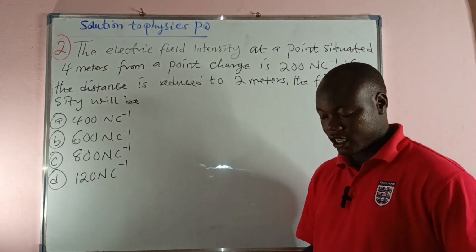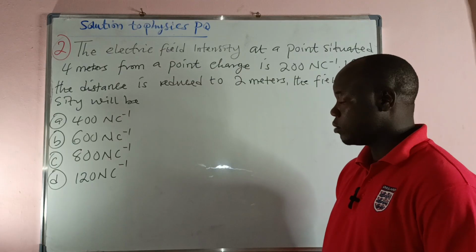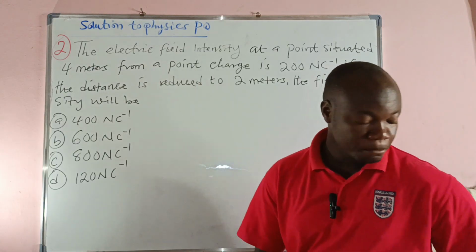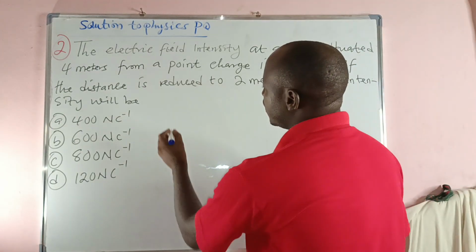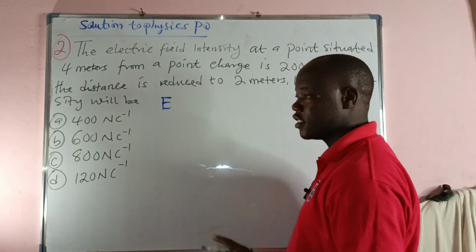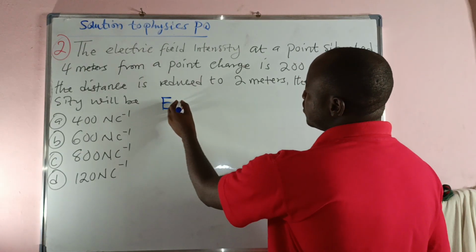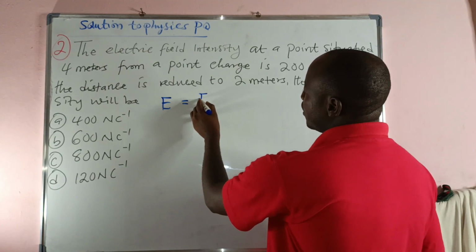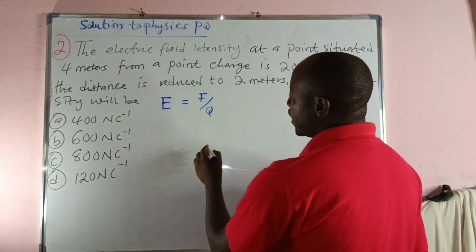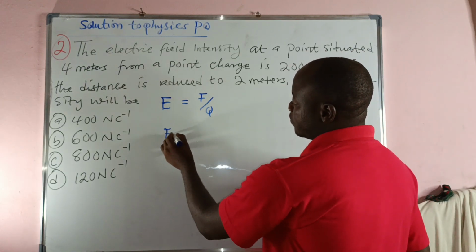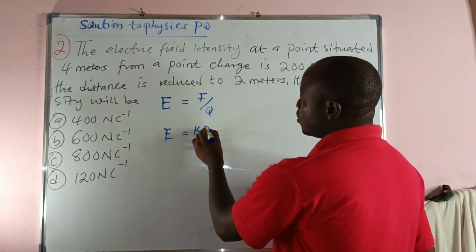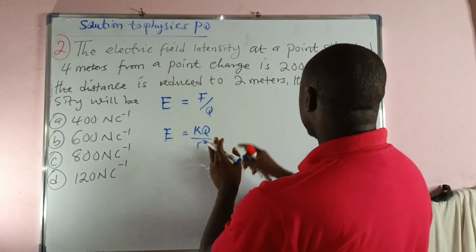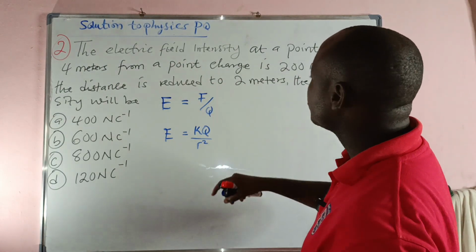So ladies and gentlemen, this is electric field intensity, and if you will remember, when we said electric field intensity, it is represented with capital letter E. That is electric field intensity. And this electric field intensity is the same as F all over Q, which at the end will give us electric field intensity E equal to KQ all over R square.